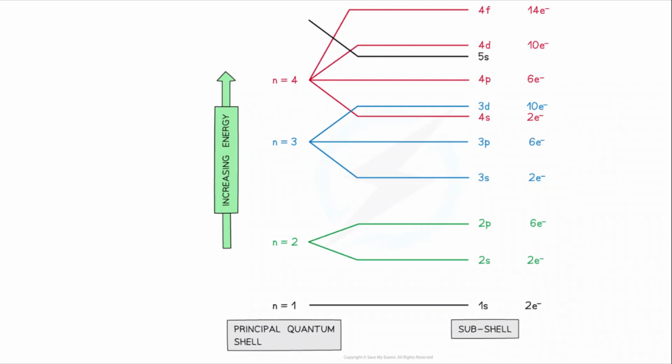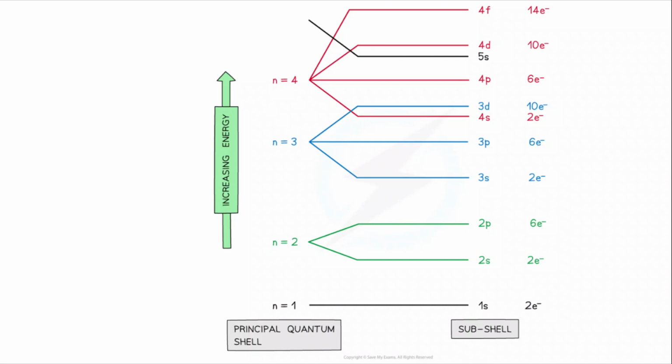Okay, on to subshells. The principal quantum shells, n equals 1, n equals 2, n equals 3 and n equals 4, are all split into subshells, and these subshells are given the letters s, p, d and f. Elements with more than 57 electrons, usually transition elements, which you're going to learn about at A level, have electrons in their f subshell.